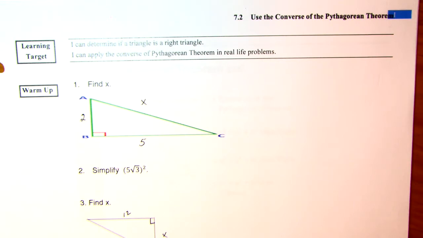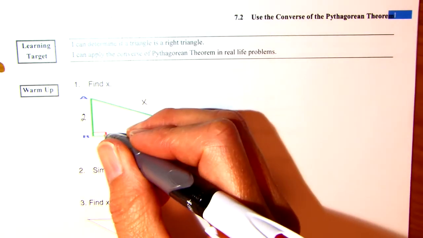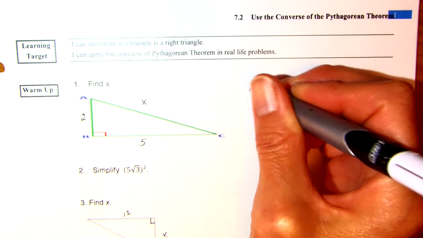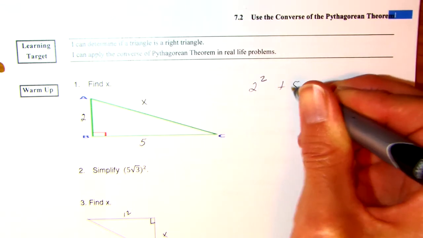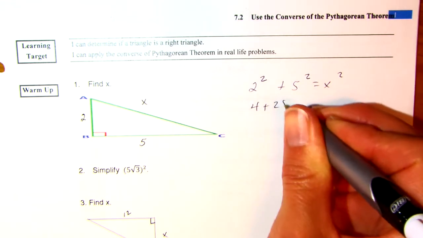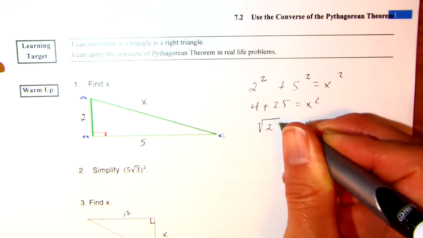So here we go. I need to find the length of the hypotenuse. This is a right angle. Looks like I stretched this triangle quite a bit. 2 squared plus 5 squared is equal to x squared. So 4 plus 25 is equal to x squared. X is going to equal the square root of 29.